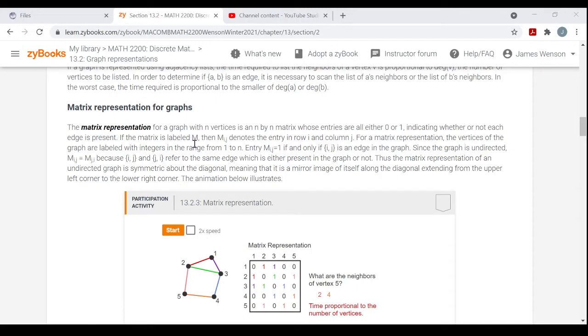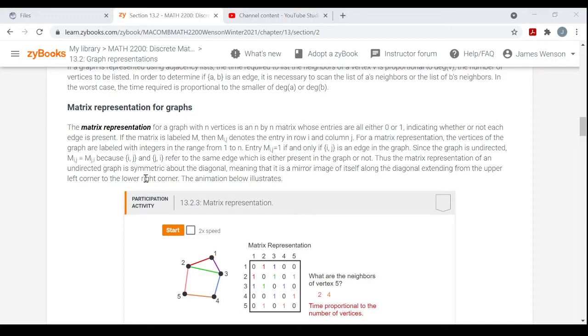If the matrix is labeled M, then M sub ij means the entry in row i, column j. For a matrix representation, the vertices of the graph are labeled with integers in the range from 1 to n. Entry M_ij in the ith row, jth column is 1 if and only if there's an edge between vertex i and vertex j. Since the graph is undirected, M_ij will be the same as M_ji. These matrices will be symmetrical about the main diagonal.